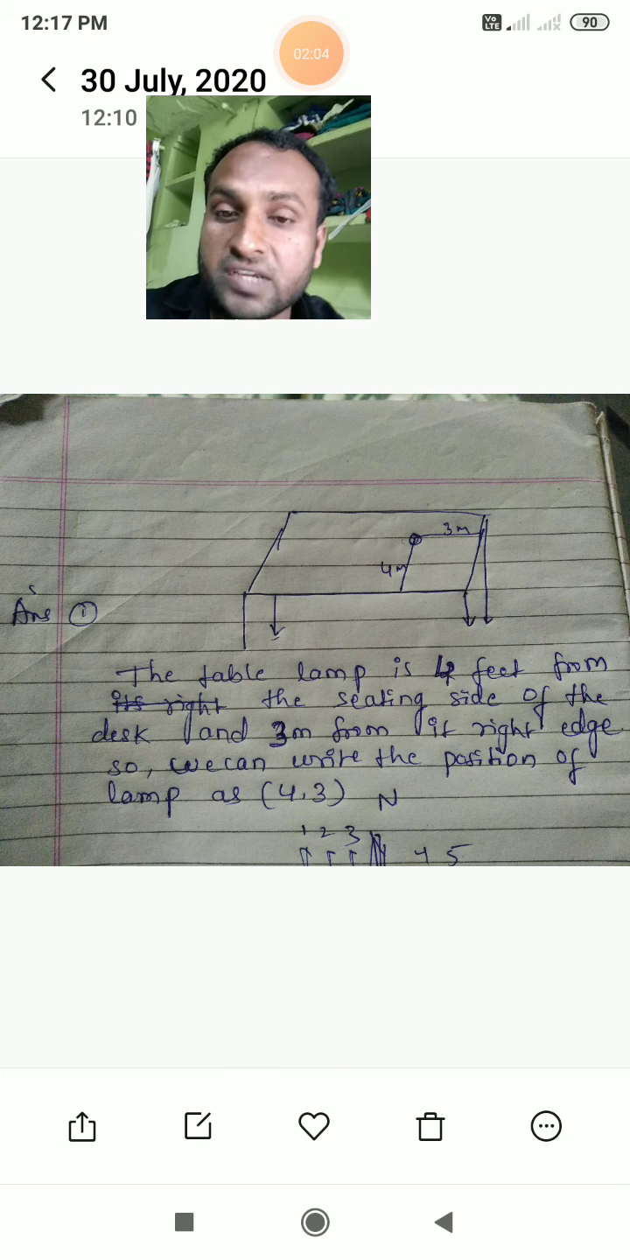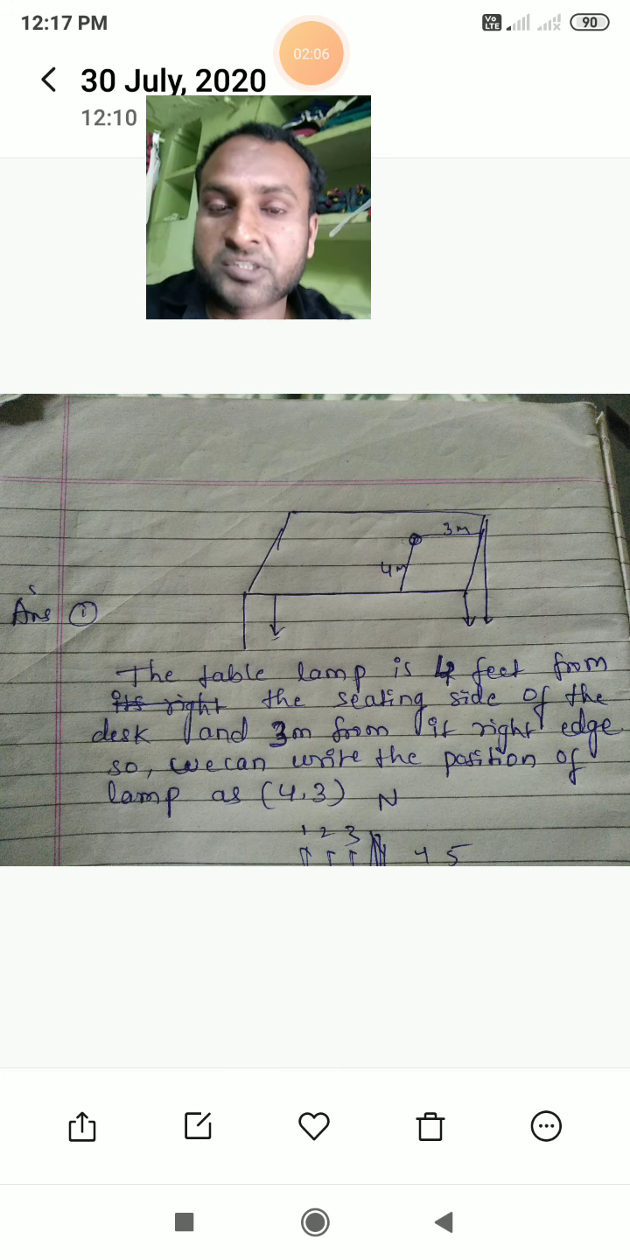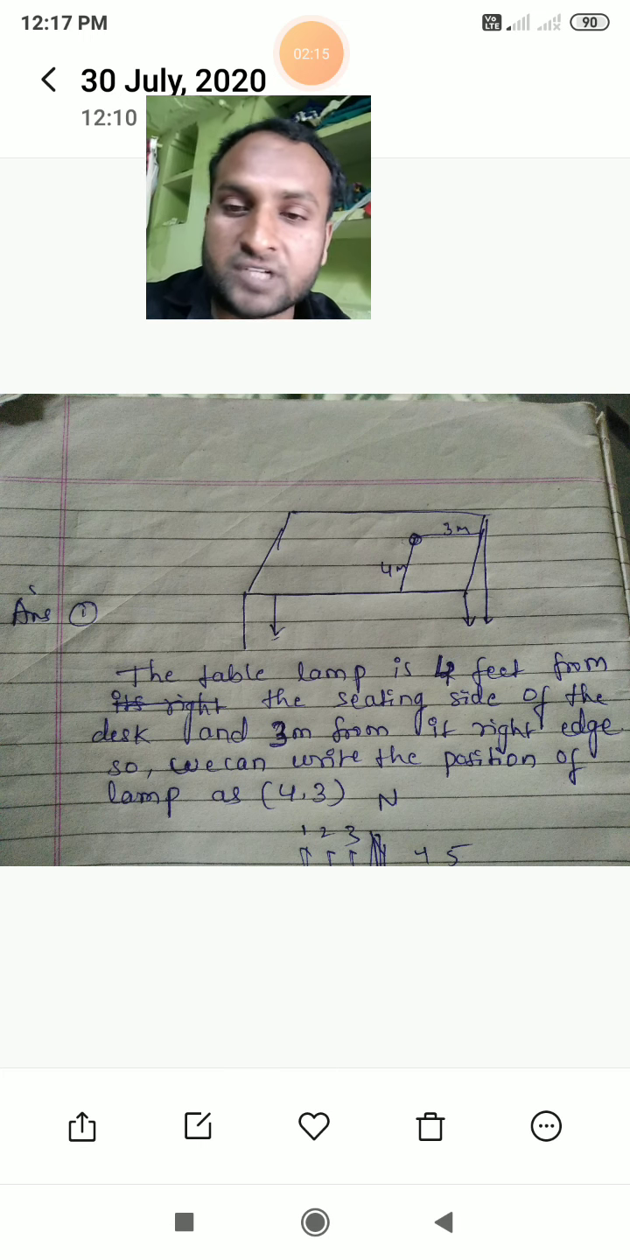Now we can write the position of the lamp. It means how much is on the x-axis and the y-axis: 4 feet and 3 feet. So how can you write the position of that lamp? It is (4, 3) here.